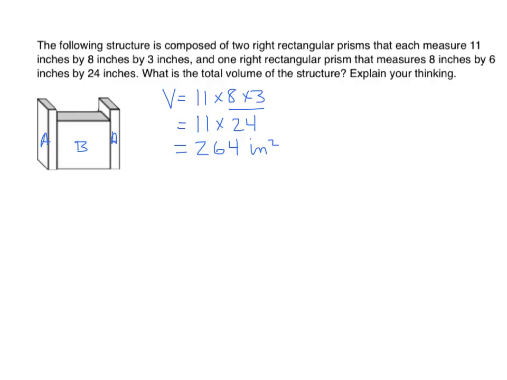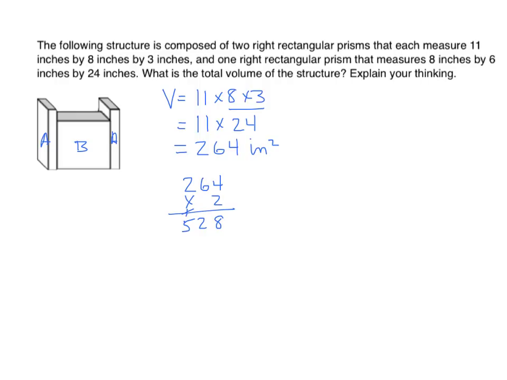However, I have two of these guys, so I'm going to take 264 and multiply it by 2, because I have two of those rectangular prisms. And we multiply, and we get 8. And 2 times 6 is 12. Regroup the 1. And 2 times 2 is 4, plus 1 is 5. So those two A's are 528.